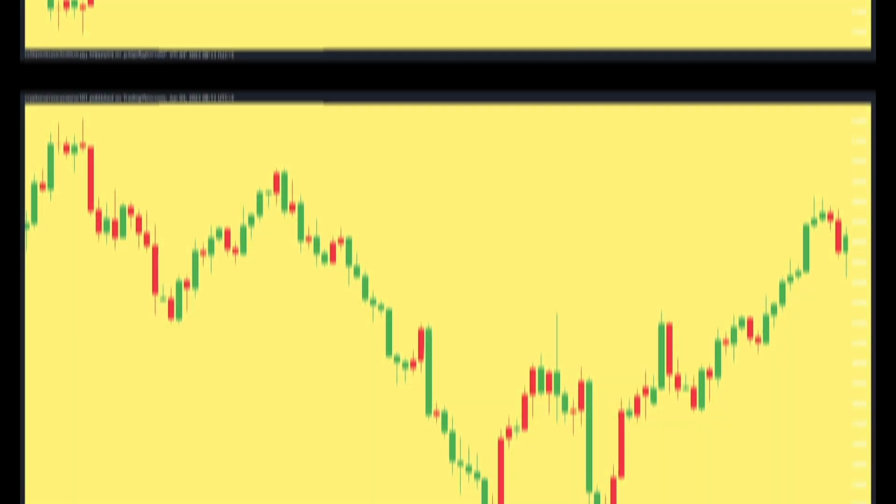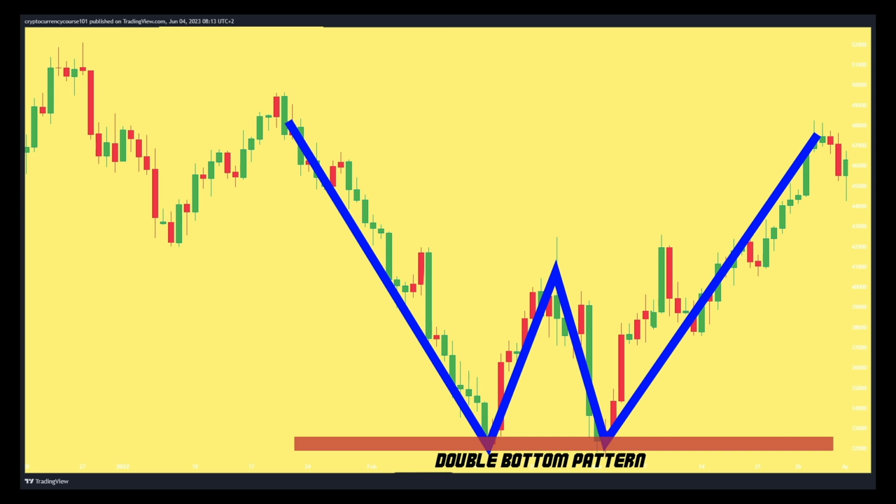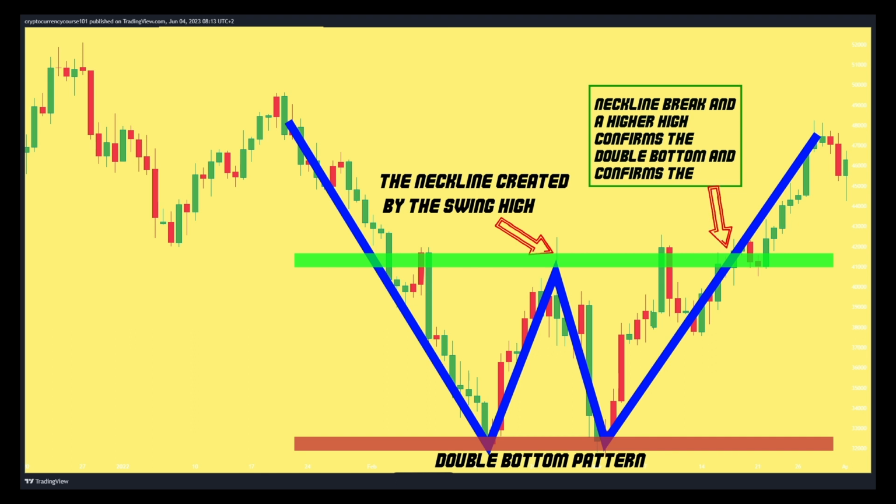Going the other way. You first have your double bottom pattern that forms. Neckline here, because of the recent swing high. Now, once price breaks the neckline and makes a higher high, you will take a breakout entry long as the reversal and trend change are now confirmed.